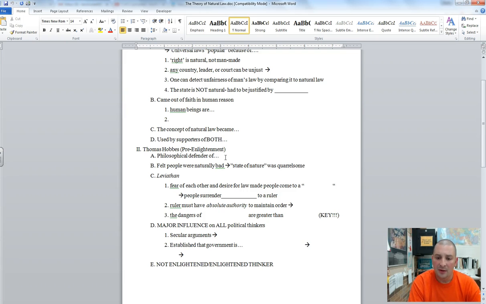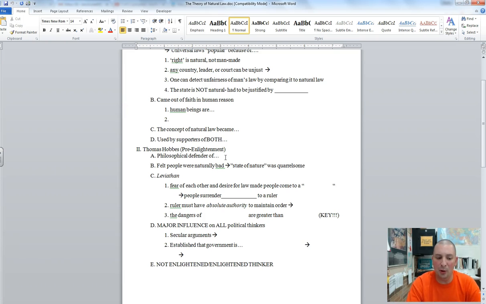Now, this is the key way to understand Hobbes. To Hobbes, the dangers of anarchy, that is, the dangers of disorder and no law and order, are greater than the dangers of tyranny. Tyranny meaning one bad ruler ruling over everybody, controlling everything in a bad way. So to Hobbes, the dangers of anarchy are greater than the dangers of tyranny.